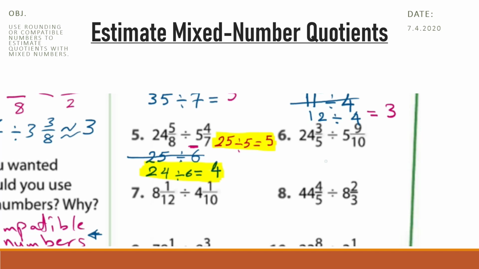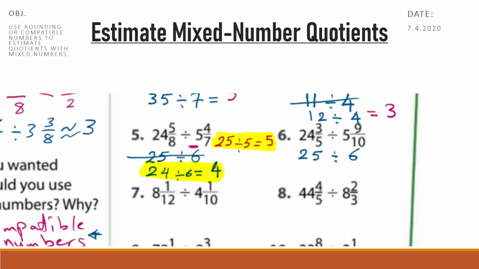In number 6, we have 3/5, is that less than or more than half? Of course, more than half. So this is 25. And 9/10 is more than half. So this is 6. Again, we can do the same as the previous.